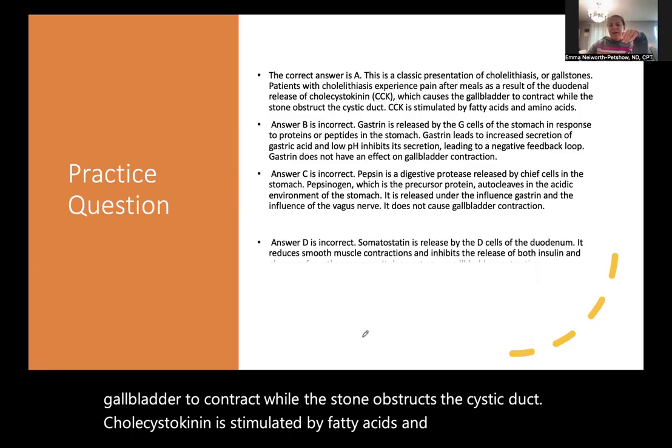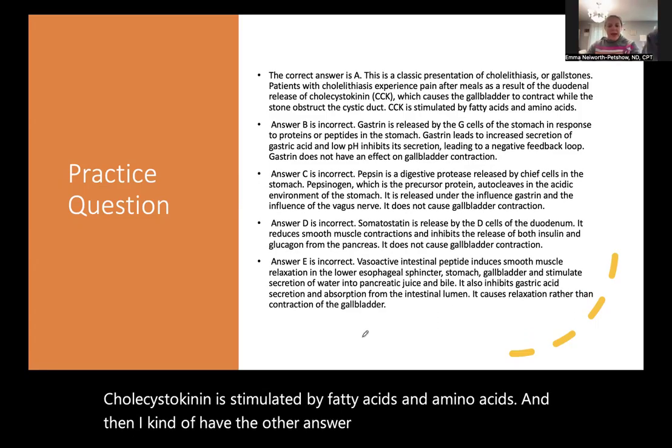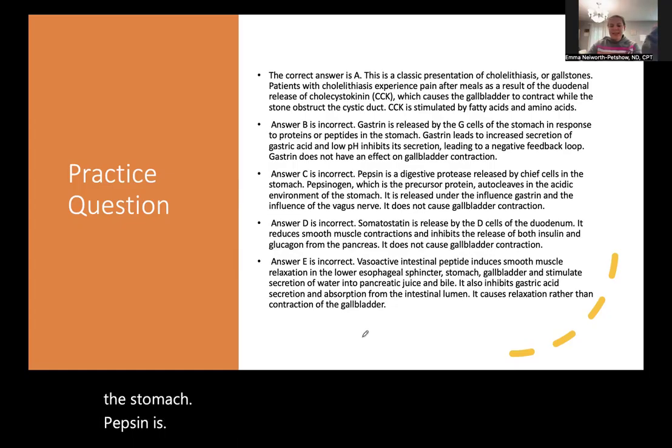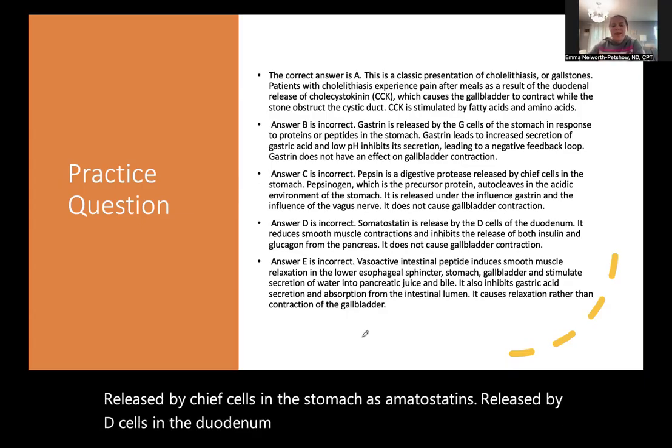And then I have the other answer choices and why they're not right. Gastrin is released by our G cells in response to proteins or peptides in the stomach. Pepsin is released by chief cells in the stomach. Somatostatin is released by D cells in the duodenum, and vasoactive intestinal peptide induces smooth muscle relaxation.